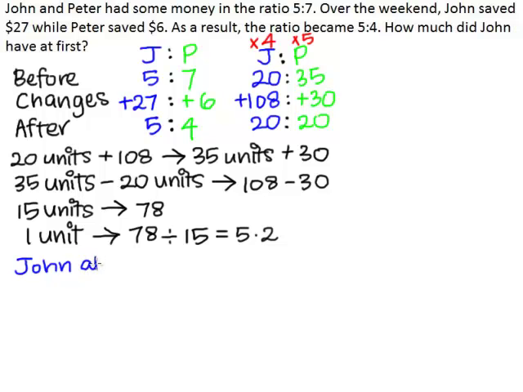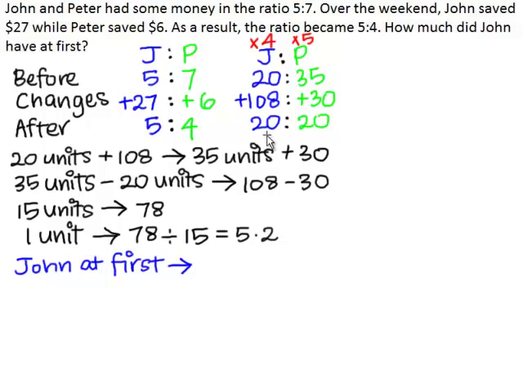The question asks, how much did John have at first? To find the amount of money that John had at first, we will refer to the original before ratio. When solving a ratio question where all the elements change, to find the number of items, or in this case, the amount of money, we always refer to the original before ratio. Be careful not to make the mistake of referring to the modified ratio or the after ratio.